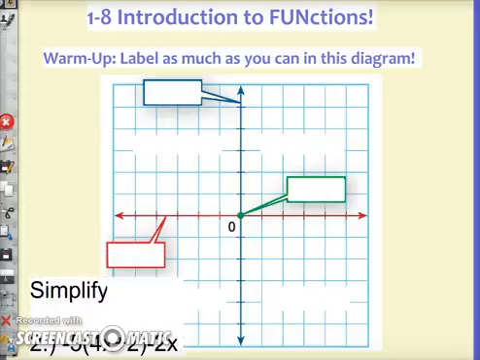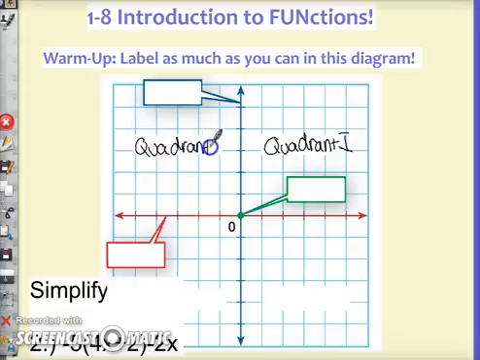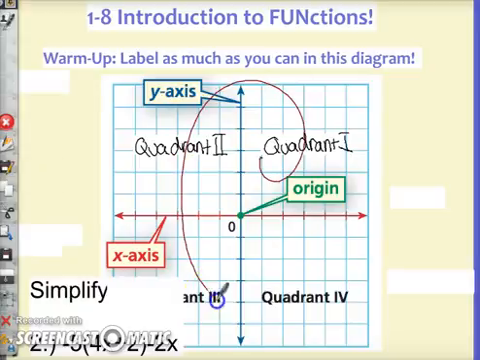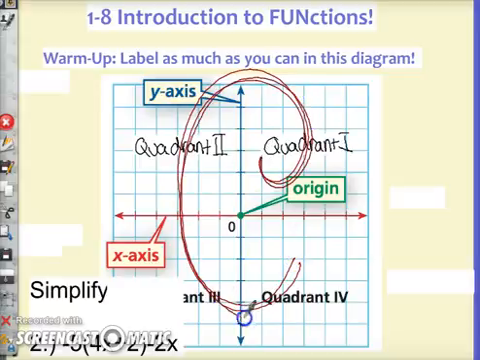So the first thing that you should have said is that this was quadrant 1. This was quadrant 2. Down here, you had quadrant 3, quadrant 4, the origin, the y-axis, and the x-axis. If you ever find yourself getting confused on which quadrant is which, remember you always want to be correct. So it always goes in the direction of the C. Start here with 1, 2, 3, 4. You want to be correct with the coordinate plane.